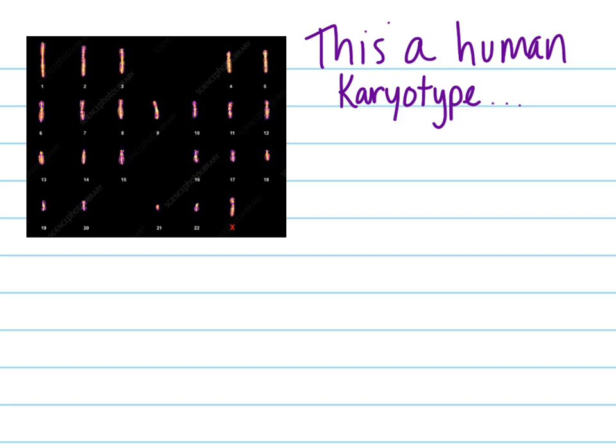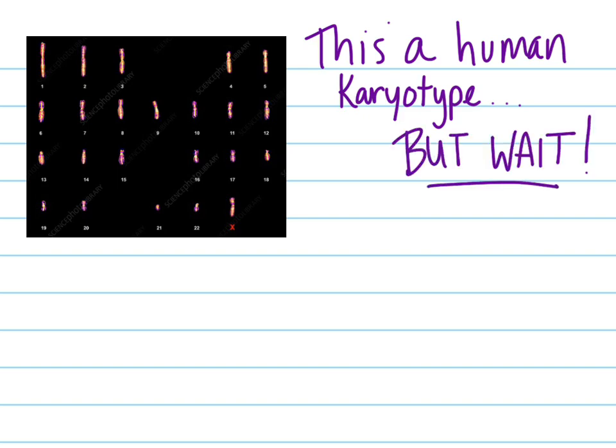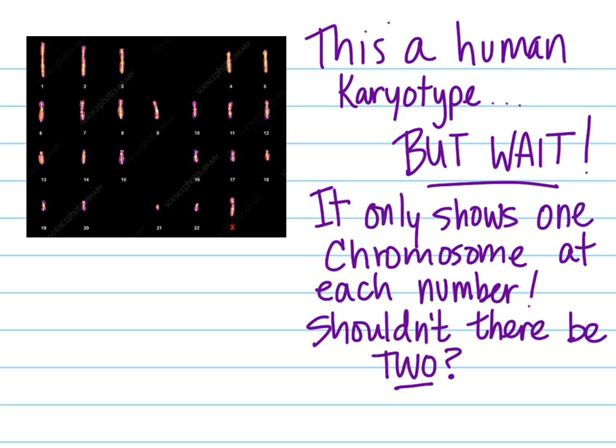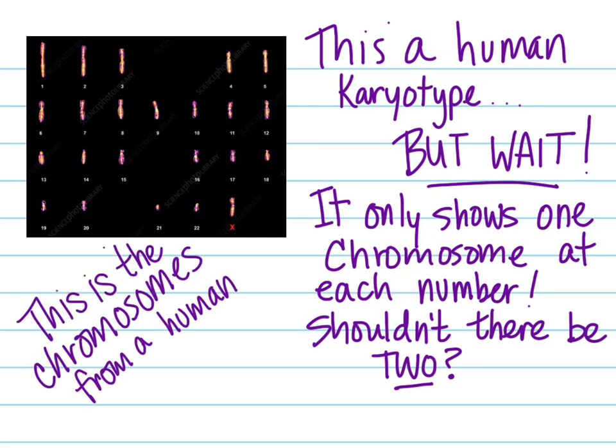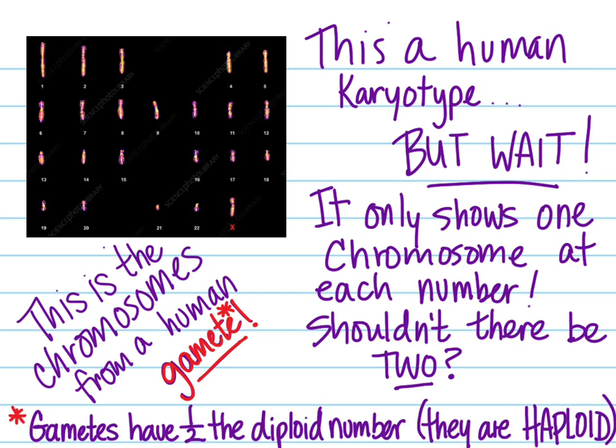This is a human karyotype, but wait, something looks wrong. It only shows one chromosome at each position. Shouldn't there be two? Oh, what could possibly be the explanation? This is the chromosomes that came out of a human gamete. What's a gamete? Eggs and sperm. So remember that gametes have half the diploid number. They are haploid cells. You knew that.